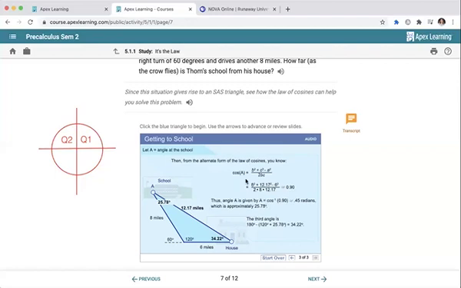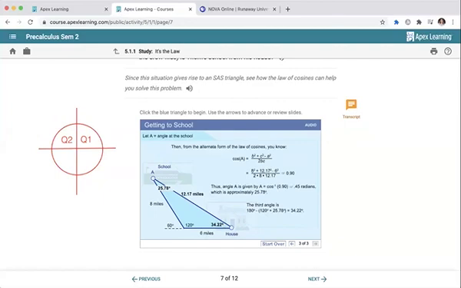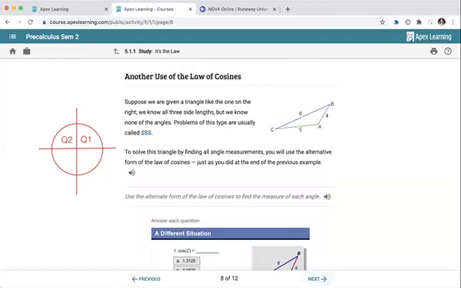Then you can either go through this process again to figure out the third angle, or just know that a triangle has to equal 180. So you take 180 minus the two angles you already know, and that gives you your third angle. So that's a way of solving for this.